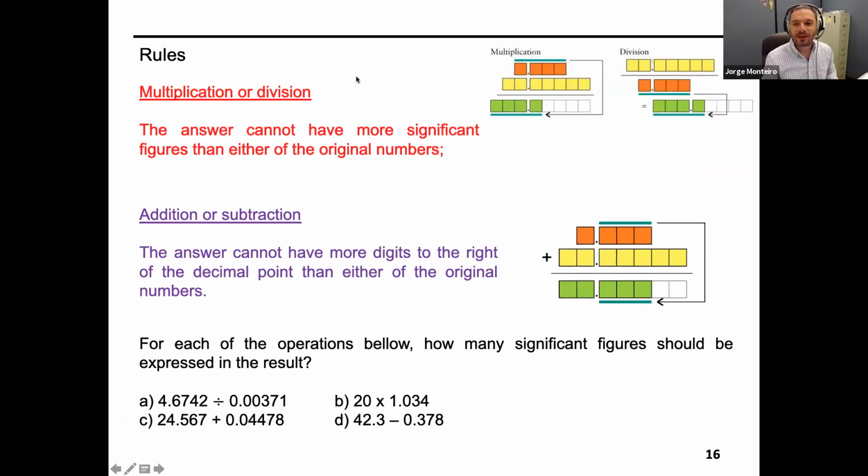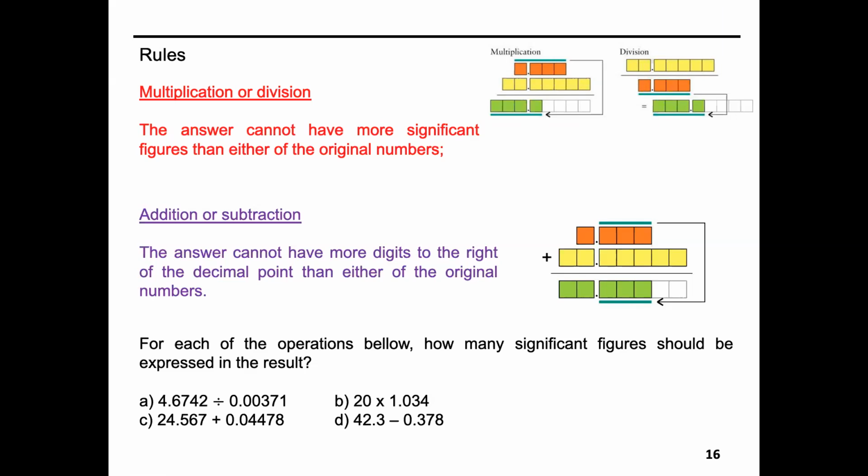Okay, so let's start with multiplication or division. For multiplication or division, you are going to look at the sig figs for each number, and the answer cannot have more significant figures than either of the original numbers. So look at the sig figs for each number involved, and your answer cannot have more sig figs than either of the original numbers.